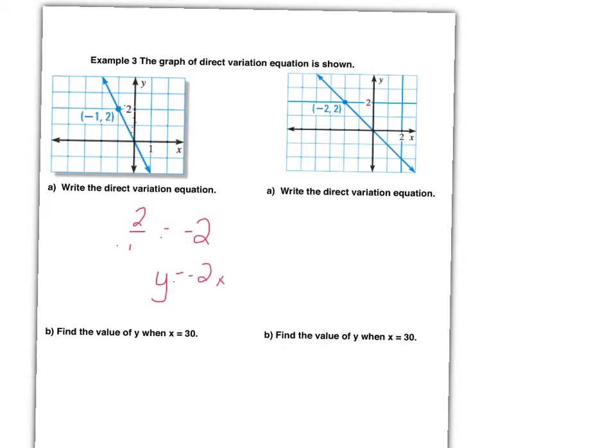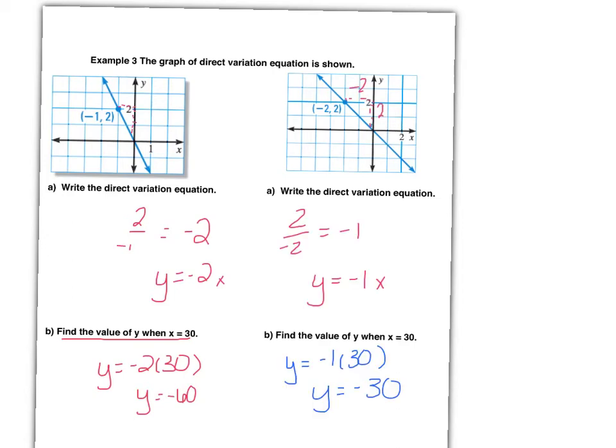Then the second part of the problem right here says find the value of y when x is equal to 30. So what I'm going to do is plug 30 in for x, and I'm just going to say y equals negative 2 times 30, and I simply get y equals negative 60. So if I were to plot 30 for x, the point would be clear at negative 60. So again, go ahead and try letter B, and I will show you it here in just a moment.